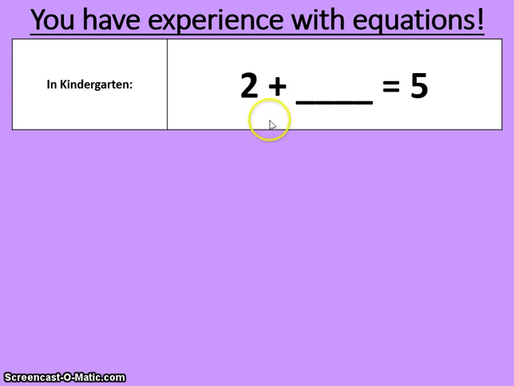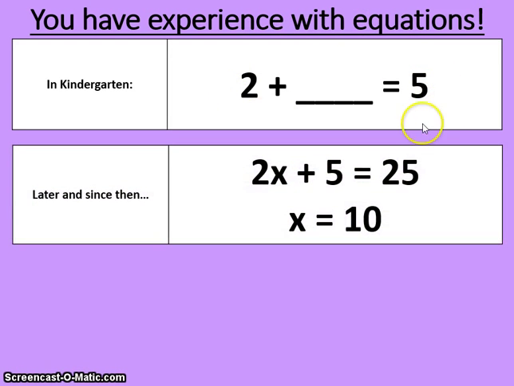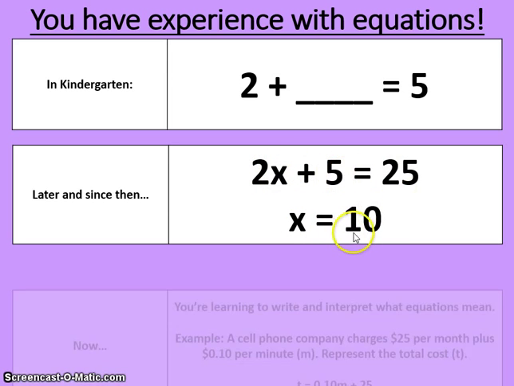You have a lot of experience with equations. In kindergarten, your teacher would write 2 plus blank equals 5. You were really solving an equation when you wrote the number 3 on that line. Since then, you've learned to solve more complicated equations by putting a variable where you are looking to find the value. 2 times what number, add 5 more, makes 25? Oh, well, x must be 10. 2 times 10 is 20, plus 5 more makes 25.